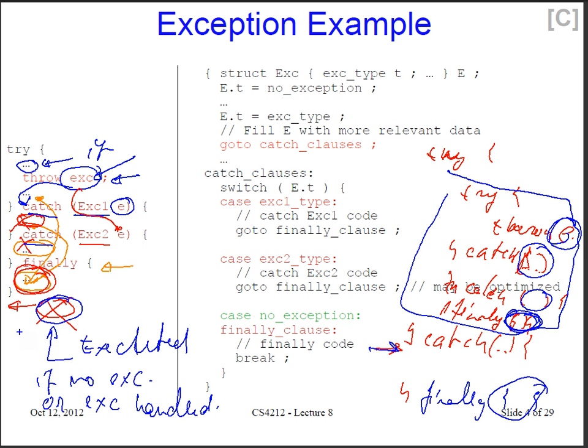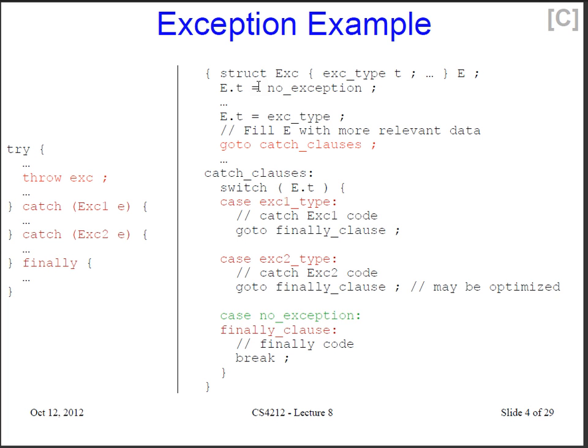So now we are still in the case when we don't have any function calls. So this should be very easy. So let's see a possible translation. The statements are color-coded, so this will correspond to the throw, and this will correspond to the first catch, and this will correspond to the second catch, and finally will go here.